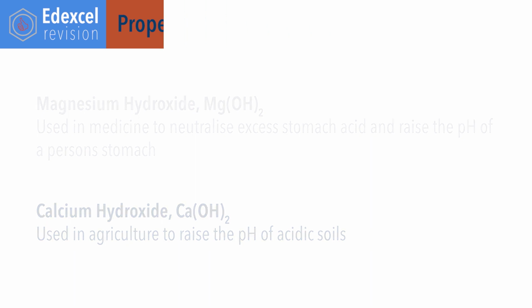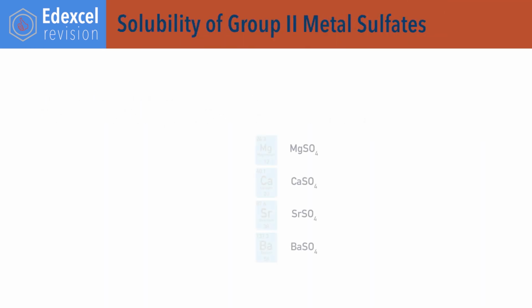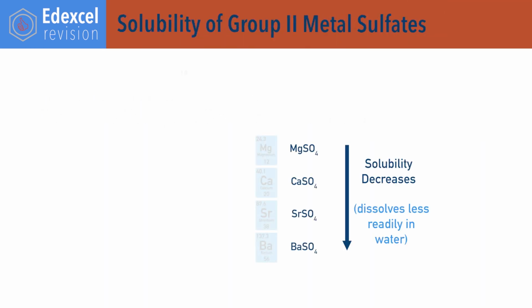The solubility of the group 2 metal sulfates decreases down the group. Group 2 metal sulfates are made up of a metal ion, M2+, and a sulfate ion, SO4 2-, and when they dissolve in water, they release a metal ion and a sulfate ion into solution. Magnesium sulfate, MgSO4, is highly soluble in water, whereas barium sulfate, BaSO4, is insoluble.